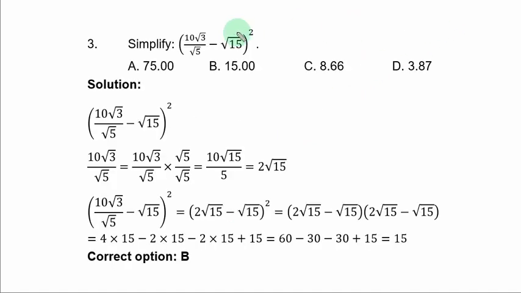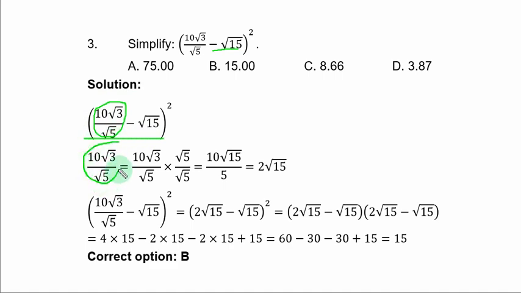Question 3: simplify, bracket open, 10 root 3 over root 5 minus root 15, bracket close, squared. So this is the given problem. Now let us try to simplify this term before we take the square. So we write that term out.